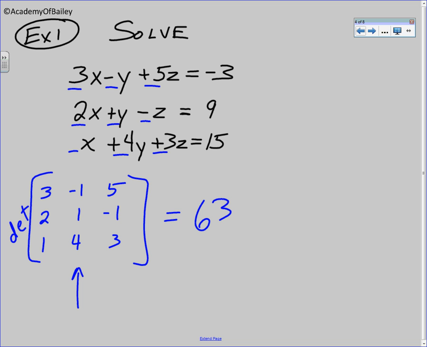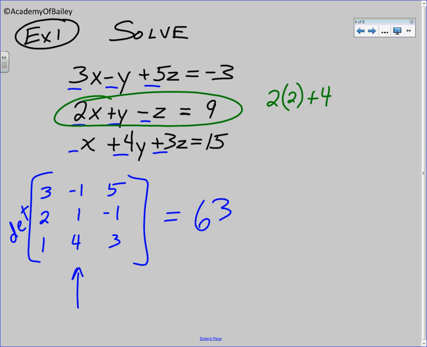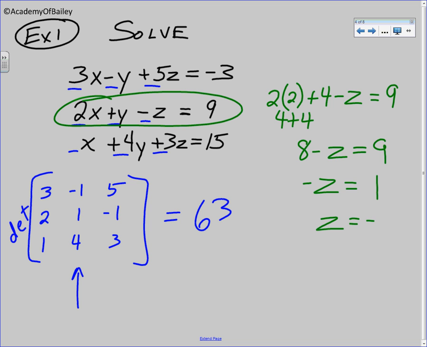I'm going to use this one right here. We calculated x to be 2. We calculated y to be 4. Subtract z, and that's equal to 9. 2 times 2 is 4, plus 4, which is 8. 8 minus z is 9. Subtract 8 from both sides. We have negative z is equal to 1, and so therefore z is equal to negative 1.